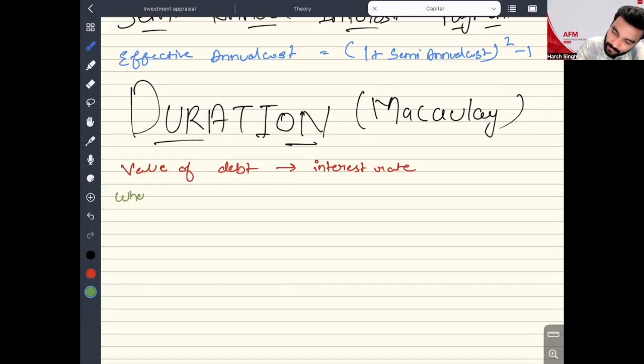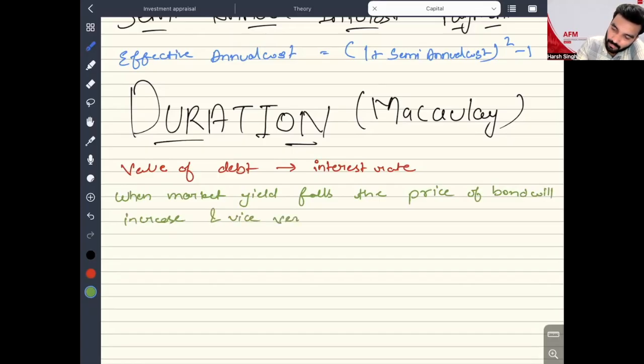When market yield falls, the price of the bond rises. This is the major component, the concept behind the Macaulay duration. You just need to remember this particular line.